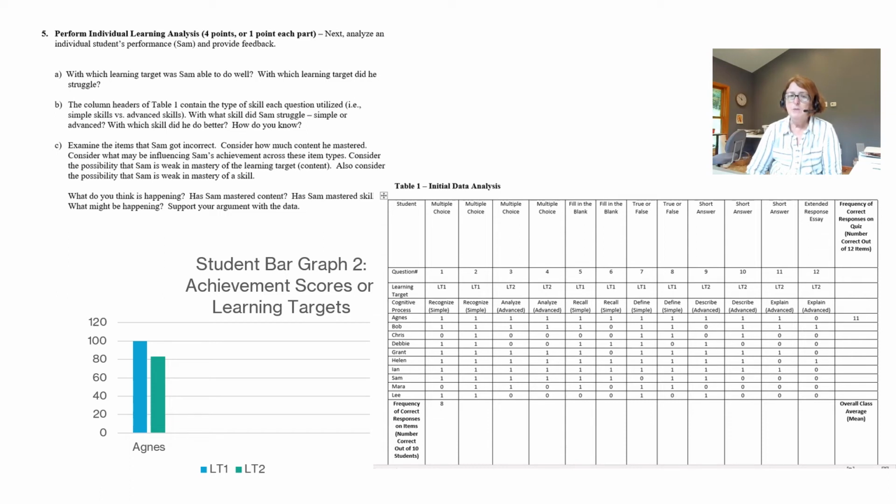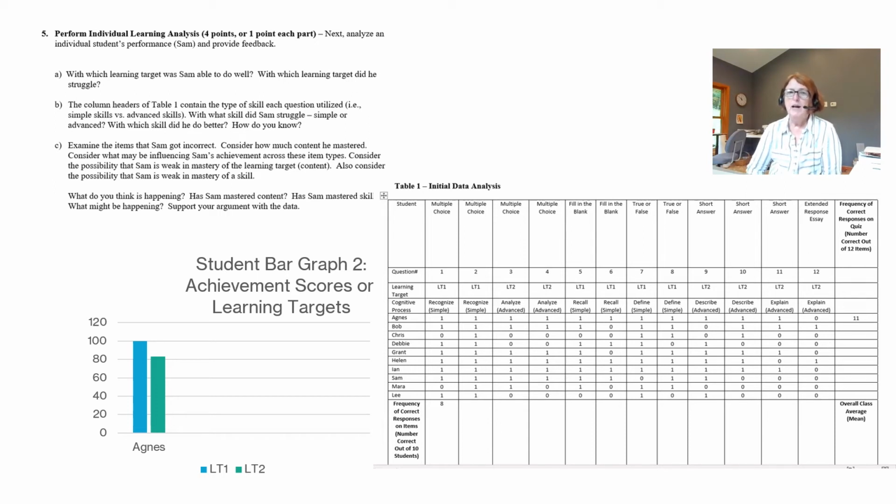And then as importantly, or more importantly, in Student Bar Graph 2, once you've done it, look at Sam's learning target scores. So A says, with which learning target was Sam able to do well, and with which did he struggle? That's just a comparison of the height of the bars. So Agnes, for example, scored better, as we said, on learning target 1 because she had 100%. She only got an 88%. What did Sam do?